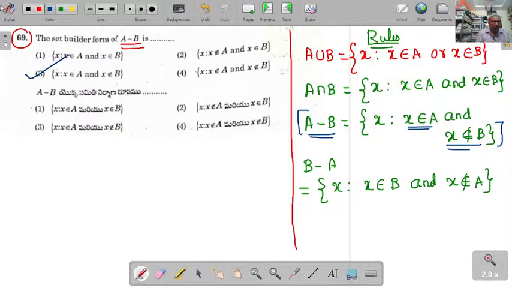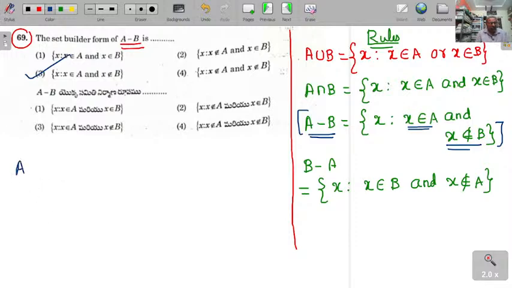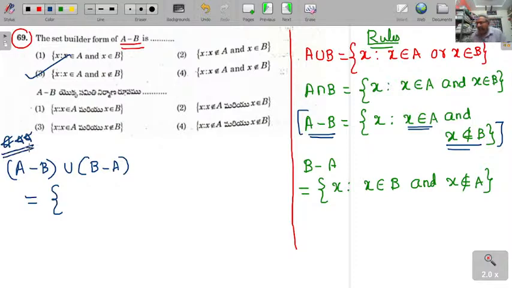And one more very important thing: sometimes you may be asked the set builder form of A minus B union B minus A. So what is the set builder form of A minus B union B minus A? My dear students, please note down in your notes. It's very, very important. It may be important for the JEE Mains examination also. So X such that X belongs to A union B and X does not belong to A intersection B.